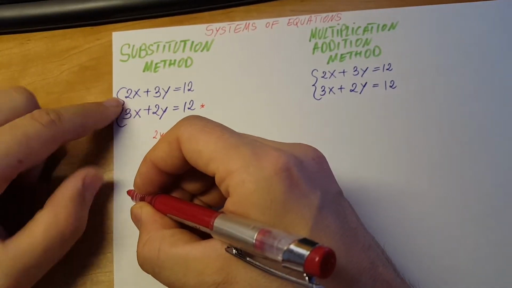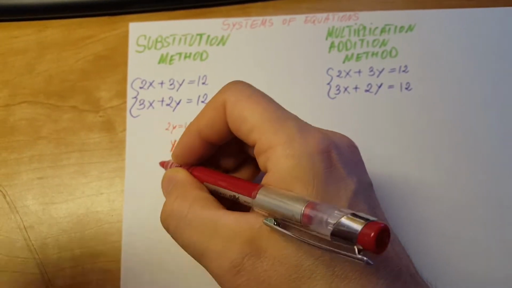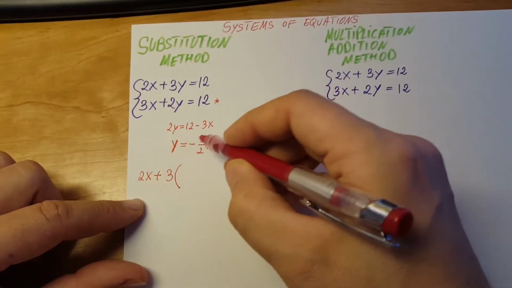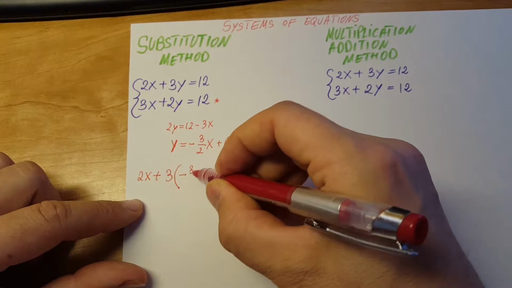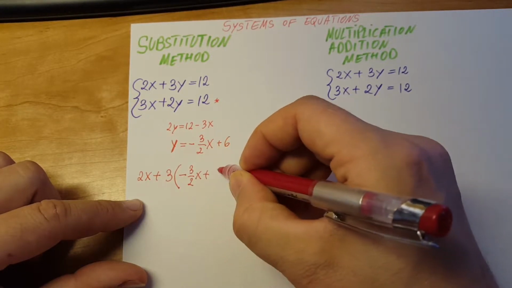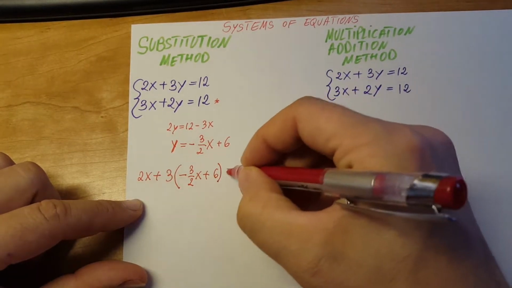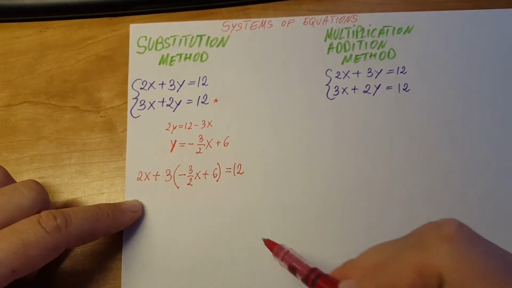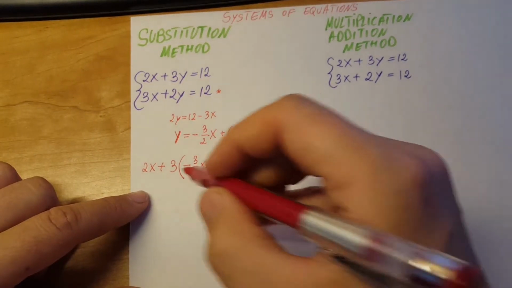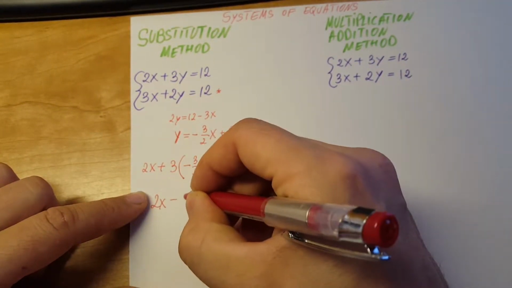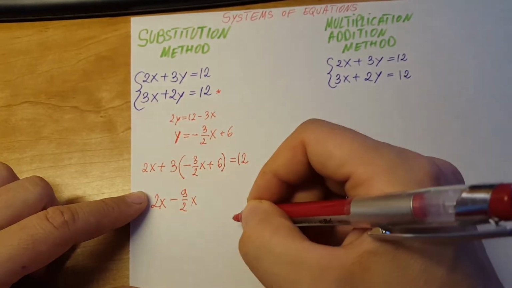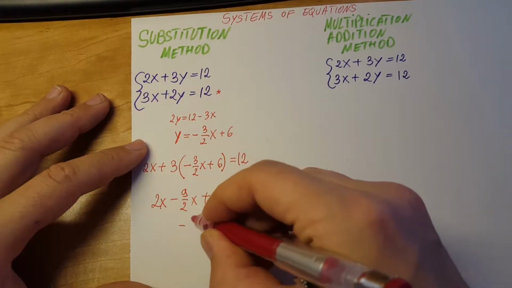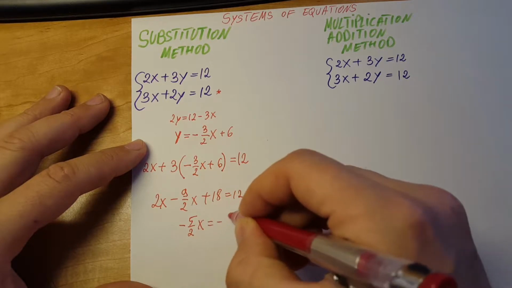So 2x plus 3, and instead of y, we're gonna plug everything that we have here. Negative 3 over 2x plus 6 equals 12. We're gonna go ahead and solve this for x, since that is the only variable that we have left. 2x minus 9 over 2x plus 18 equals 12. Negative 5 over 2x equals negative 6.